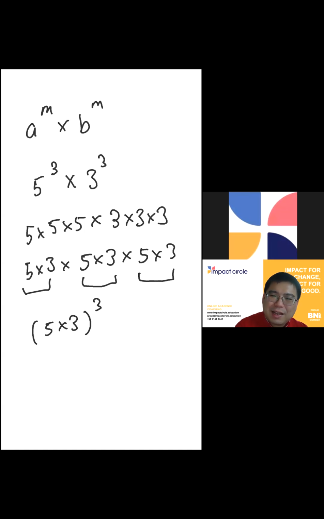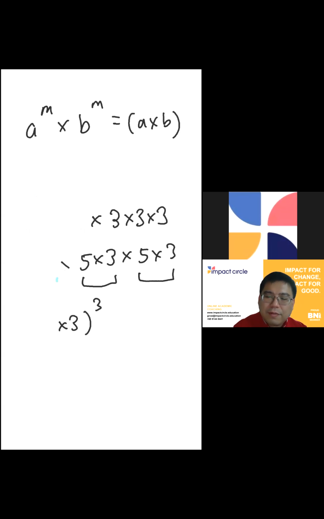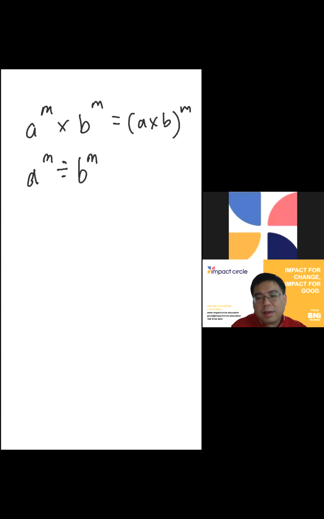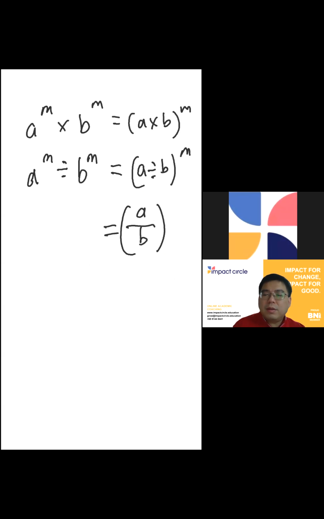Okay, so what does this tell us? This tells us that a to the power of m times b to the power of m will give you a times b all to the power of m. Similarly, for our final law, we have a to the power of m divided by b to the power of m. And in the same way, this will give us a divided by b to the power of m. Or we can write it this way, a over b all to the power of m.